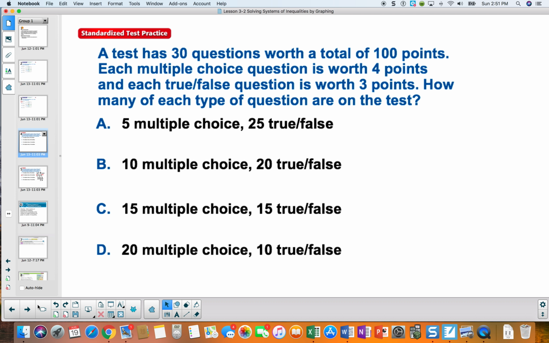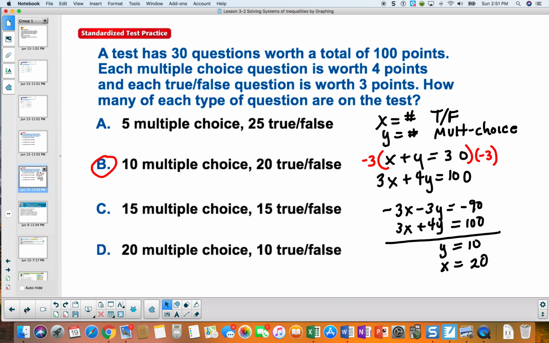Pause and try to answer the question. And here's the answer. It's going to require two equations: an equation that creates the number of problems, and an equation that describes their worth. In order to use elimination, I'm going to multiply the top by -3, and you can see we solve y is equal to 10. 10 multiple choice questions.